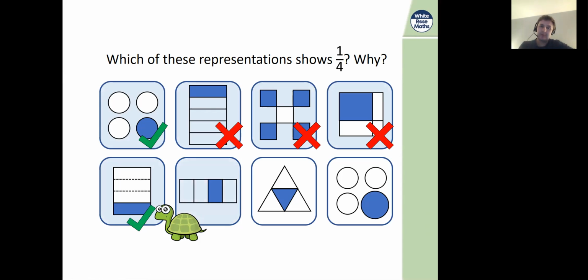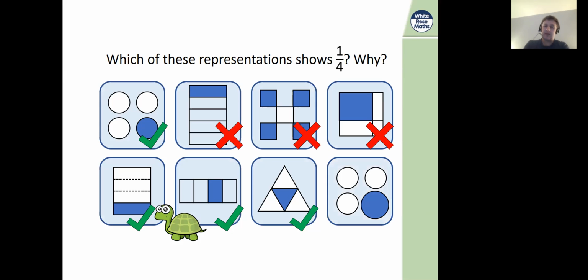On the sixth one, I've got 4 equal parts. One of them is shaded, so that is a quarter. On the seventh one, how many small triangles make up that whole triangle? Well, you can see that I've got 1, 2, 3, 4 triangles, and one of them is shaded. So yes, that is a quarter.